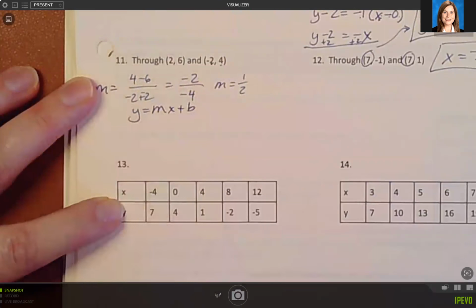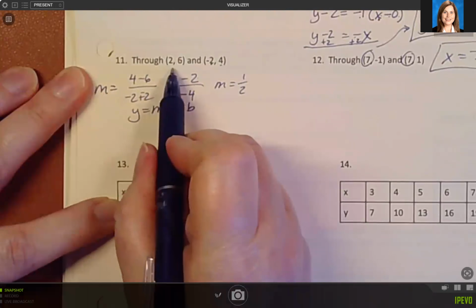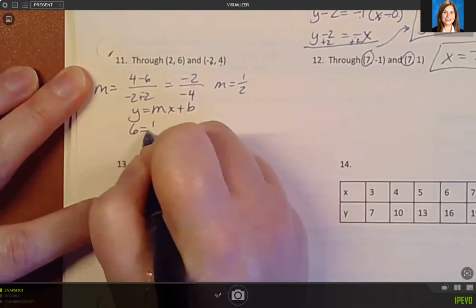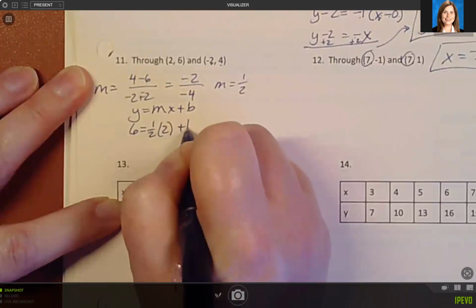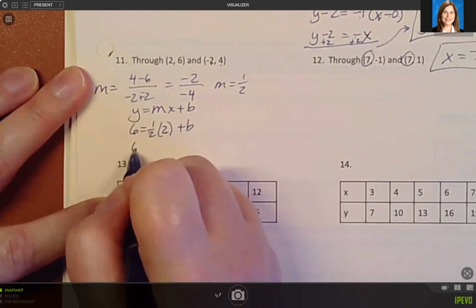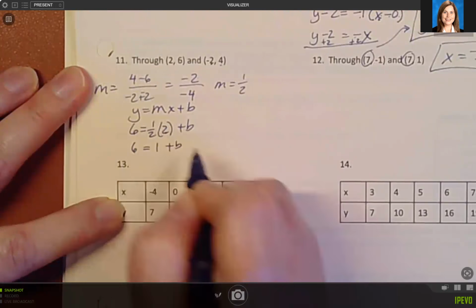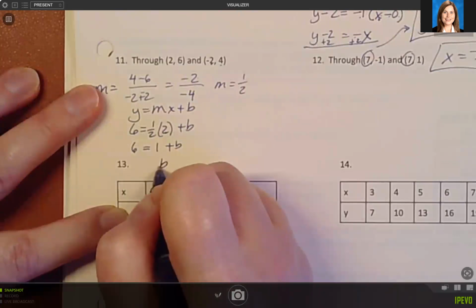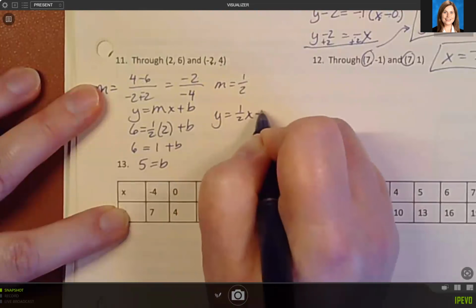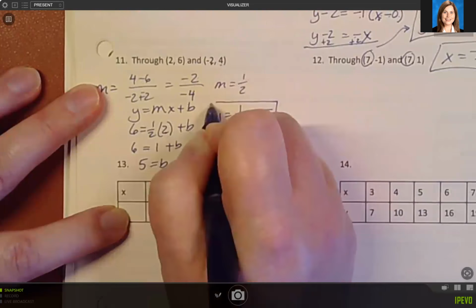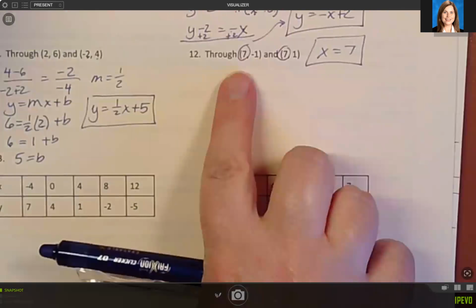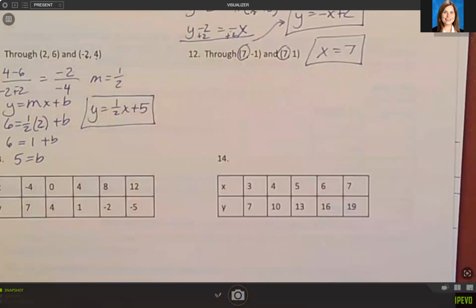mx plus b. Okay, I'll choose (2, 6) as the point I want to substitute in. So 6 equals 1/2 times 2 plus b. Half of 2 is 1, so 6 equals 1 plus b. Subtract 1 from each side to get b equals 5. So the equation of this line is y equals 1/2 x plus 5. Okay, we already did number 12 because we saw both of those x values were 7. So we're finished with number 12.